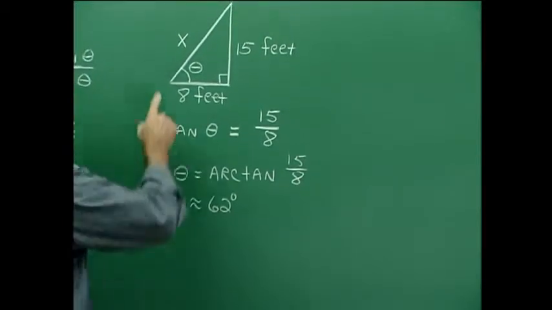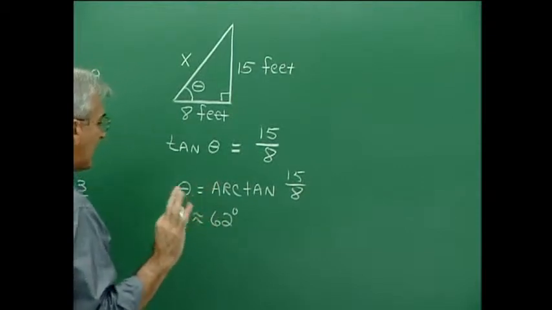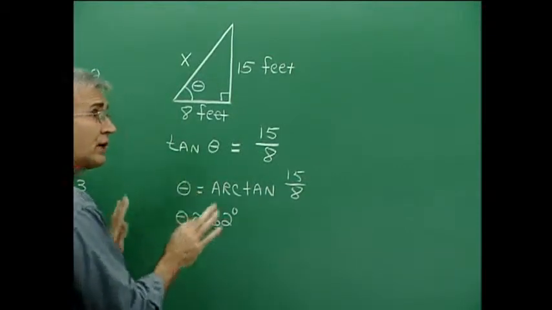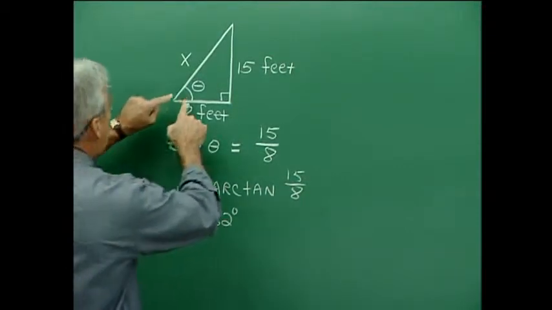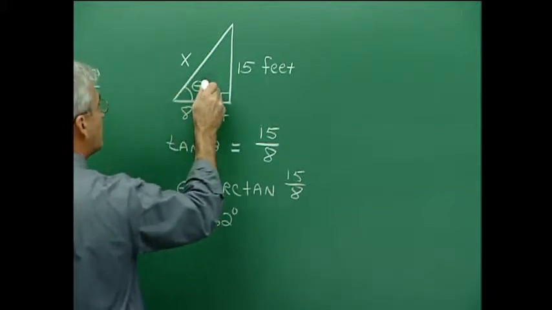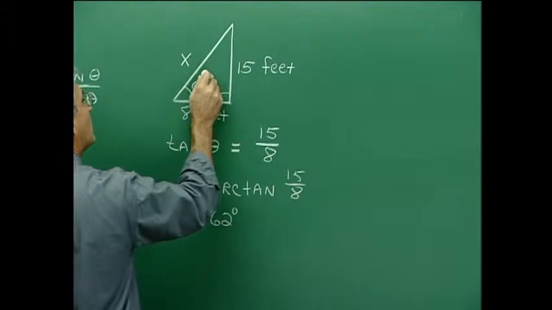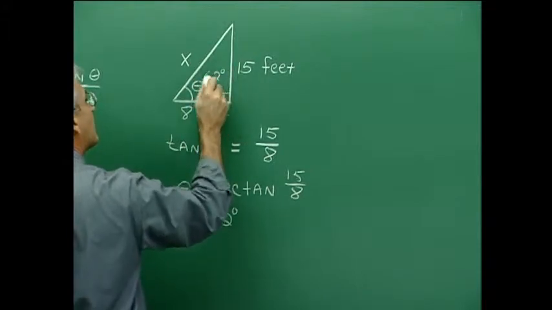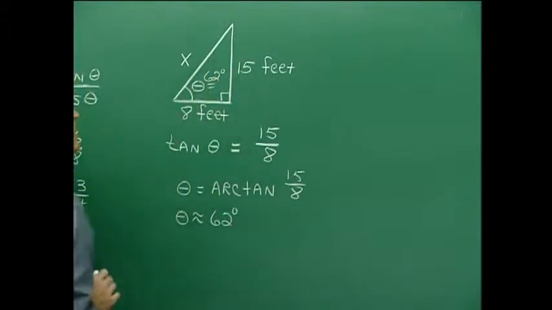All right, now let's find x, and let's find x by using a trig ratio. Now, we have the value of theta. We know theta to be approximately 62 degrees, and I'll put that in here like this. Okay, so theta is 62 degrees.